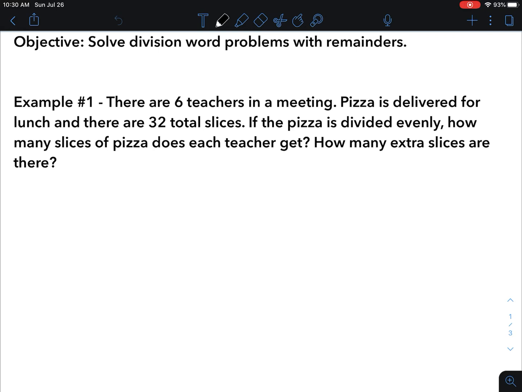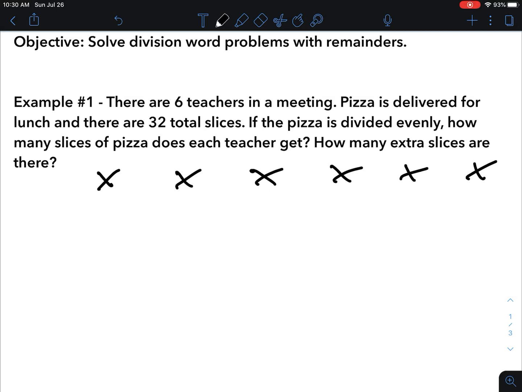Okay, so here's the first division problem. There are 6 teachers in a meeting. All right, so I'm going to stop right there. Every time I have a word problem, I'm going to try and either write down the important information or draw a picture. So 6 teachers in a meeting. I don't have to draw teachers because I'm a terrible drawer, but I can certainly do 1, 2, 3, 4, 5, 6. Right?